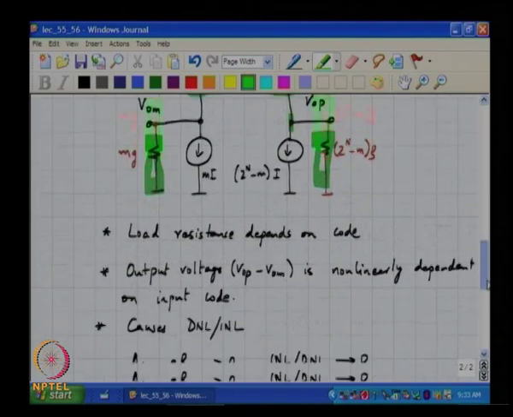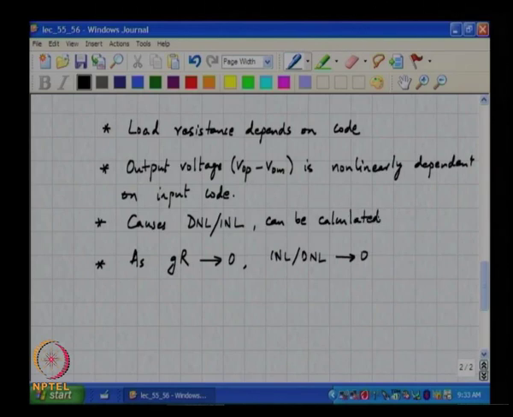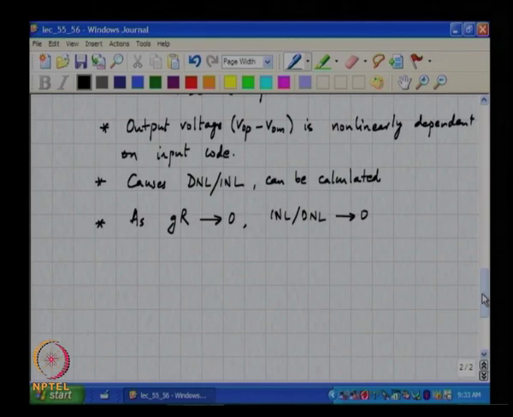So, in other words, depending on the DC, DNL and INL requirements and the desired resolution of the DAC, one can go and figure out what the ratio of the output impedance of the current sources to the load resistance must be. Okay. So, this determines all right.